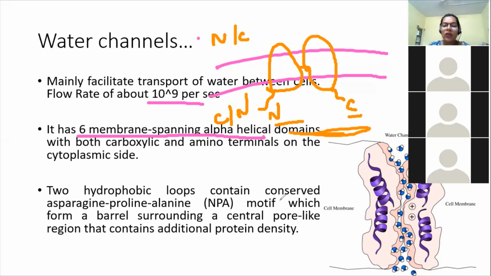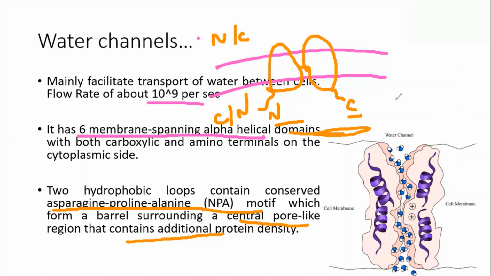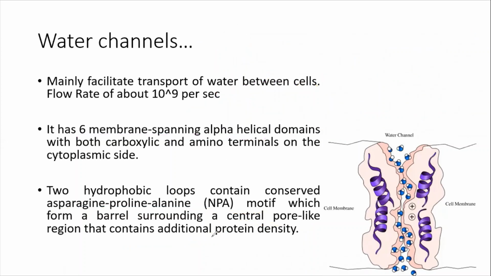Now, there are 2 hydrophobic loops which contain the conserved amino acid motif called asparagine, proline and alanine, which forms the barrel surrounding a central pore-like region that contains additional protein density. So what are we talking about over here? We are talking about the selectivity filter, as we have seen in the case of K plus channels. Remember that 5 amino acid residue. In the same way, here in the case of water, we have got the NPA motif. Please remember, this is very, very important. NPA stands for asparagine, proline, alanine.